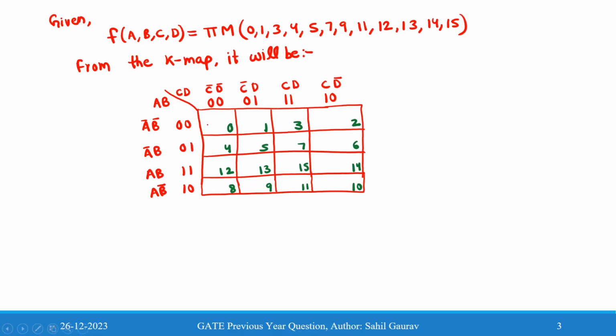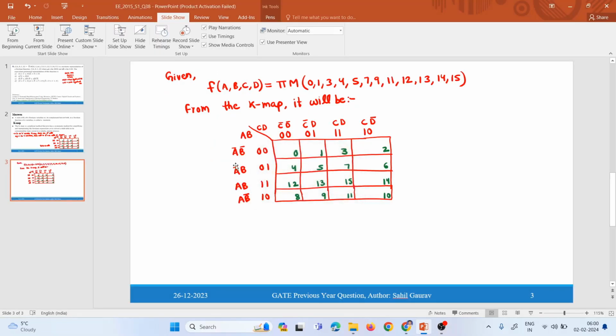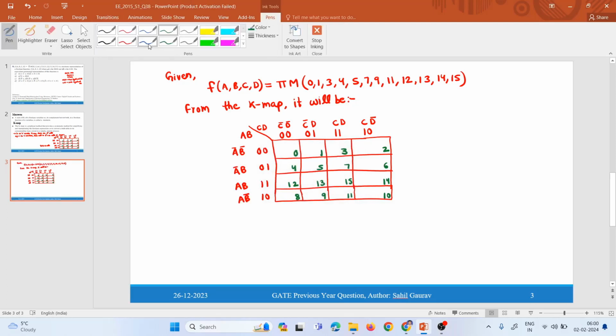So now we can fill it. Since it is a maximum representation, the given decimal values will be 0: at the place of 0, 1, 3, 4, 5, 7, 9, 11, 12, 13, 14, 15 it is 0. Now the rest terms will be 1.